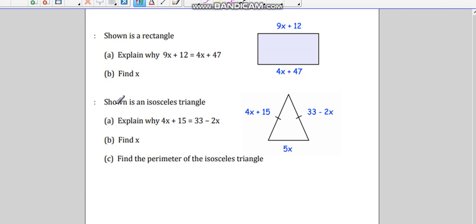And here we've got an isosceles triangle. So explain why 4x plus 15 equals 33 minus 2x. Find x. Then find the perimeter of the isosceles triangle. So remember, perimeter is all the way around the edge. So you'll need to use your x to find the lengths and then find the perimeter. So have a go at those two.